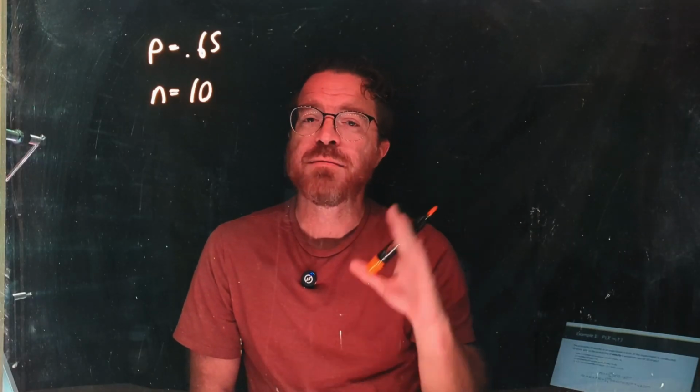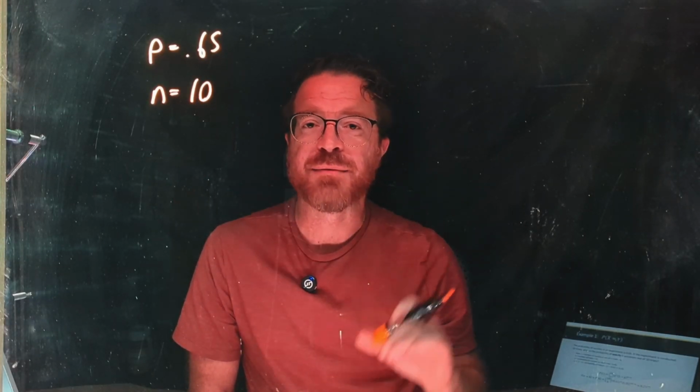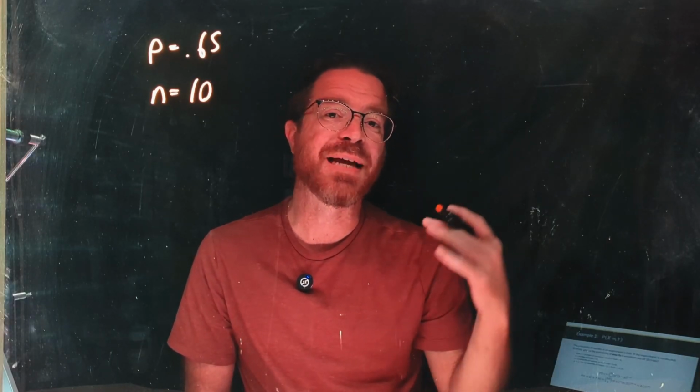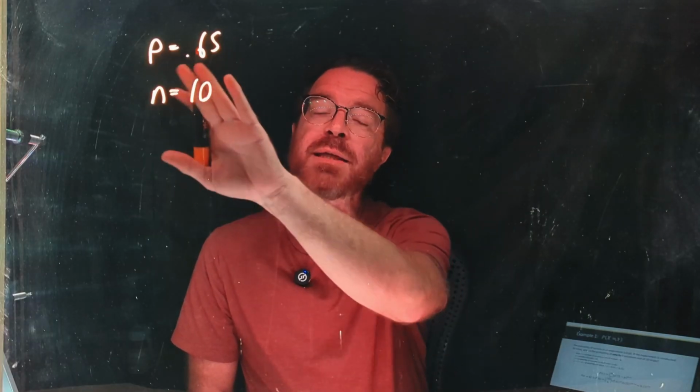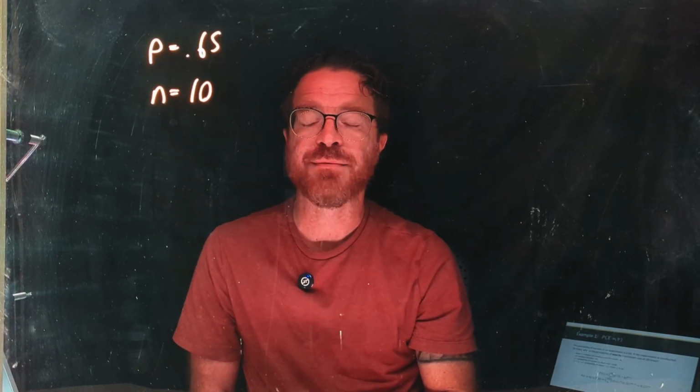And as a reminder, based on our assumptions from our probability, this n is fixed, meaning now that we've claimed that we have 10 trials, we're doing 10 trials, and if we were to change it, we would actually be using a different binomial distribution. This probability of success is also fixed, so p is equal to 0.65.